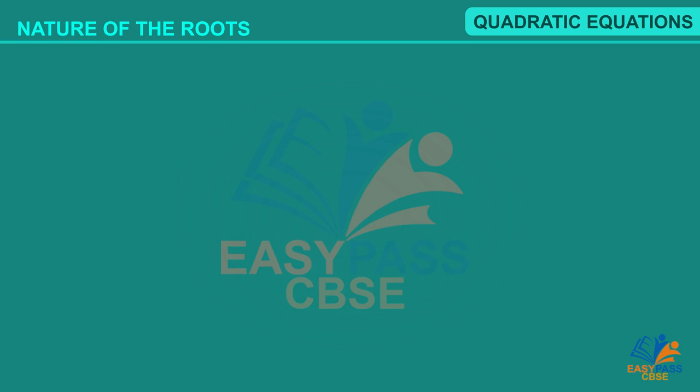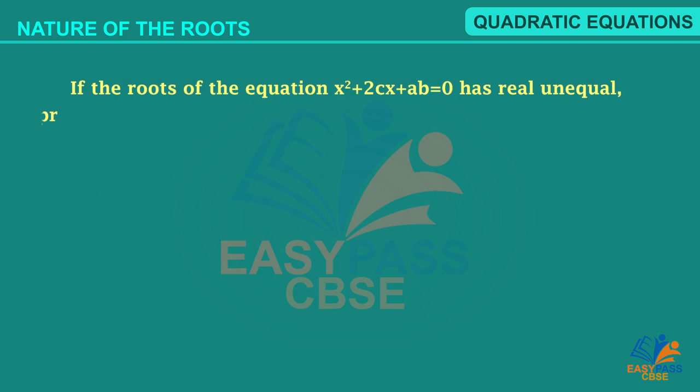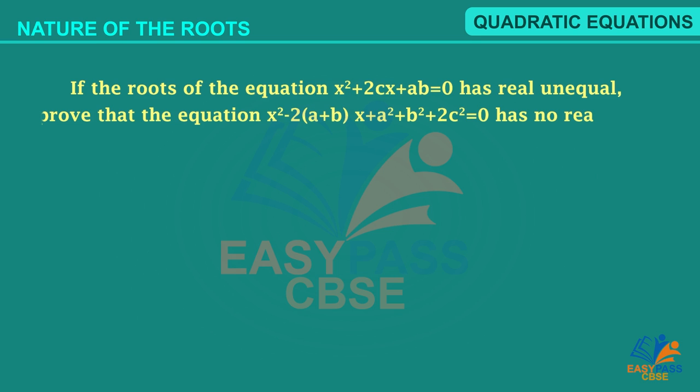Next question. If the roots of the equation x square plus 2cx plus ab equals 0 are real and unequal, prove that the equation x square minus 2 times of (a plus b)x plus a square plus b square plus 2c square equals 0 has no real roots. The first equation has real and unequal roots. For the second equation, you have to show that they are not real. That means for the first equation the discriminant is greater than 0, and you have to show that the discriminant of the second equation is less than 0.